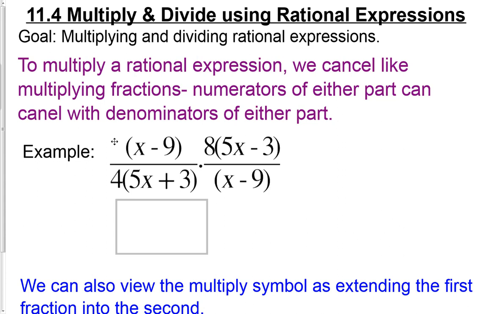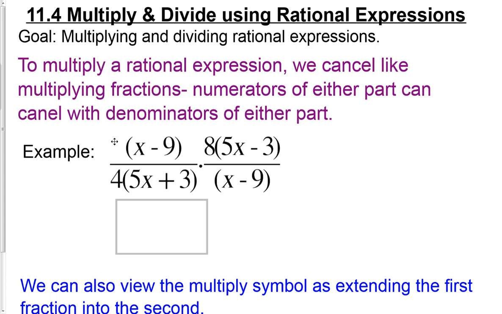Today's lesson is 11.4, multiplying and dividing using rational expressions. Now this is very similar to simplifying rational expressions, and you do need to watch that one first. However, if you thought that lesson was a little easier, this lesson is along the same lines. So to multiply a rational expression, reminder, rational means fraction, we cancel like multiplying fractions, right?